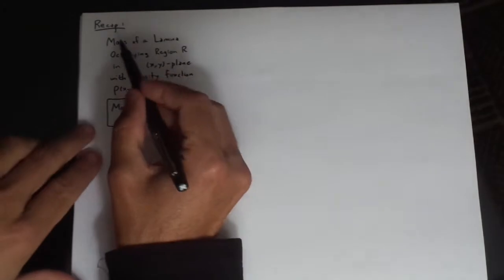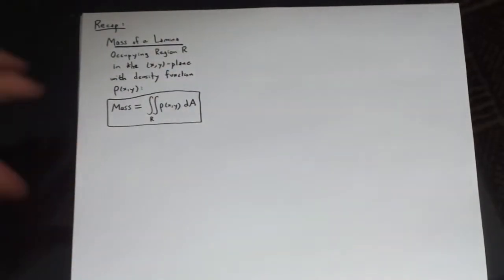We are going to talk about sections 13.6 and 13.7 in our book today. And just to set that up, I want to remind you about what we were talking about in the earlier sections. We had been talking about calculating the mass of a lamina. A lamina is just a flat plate that sits in a two-dimensional plane, and the region that is occupied by that mass is often called R.